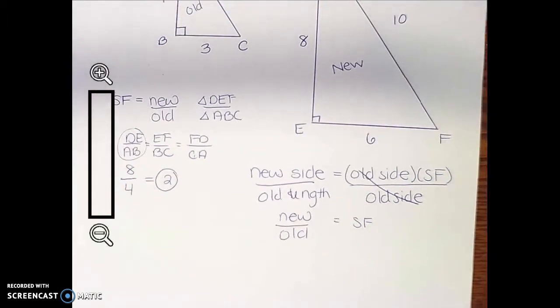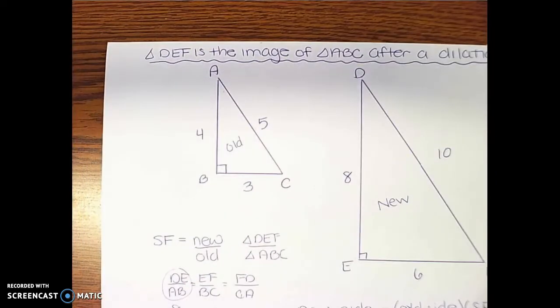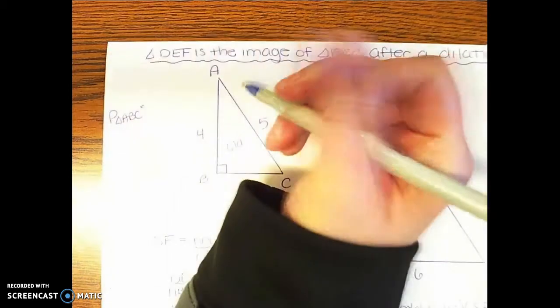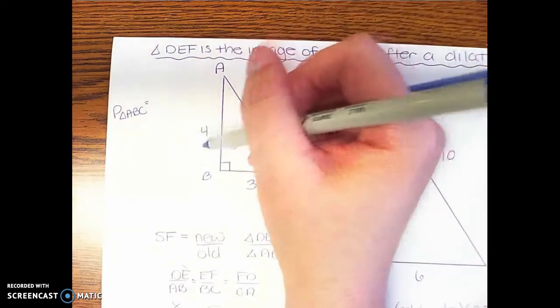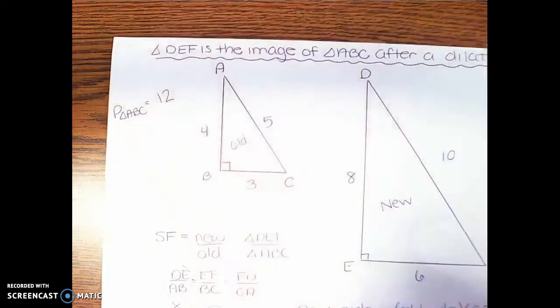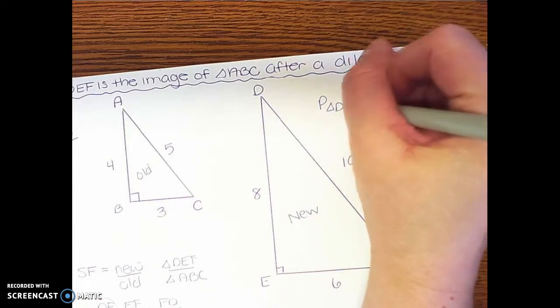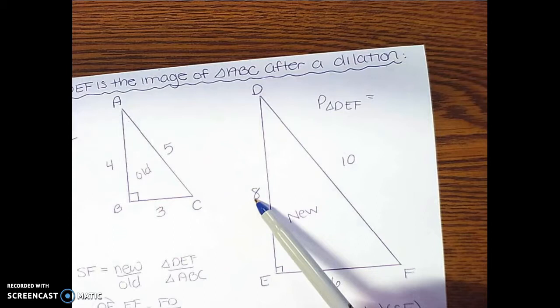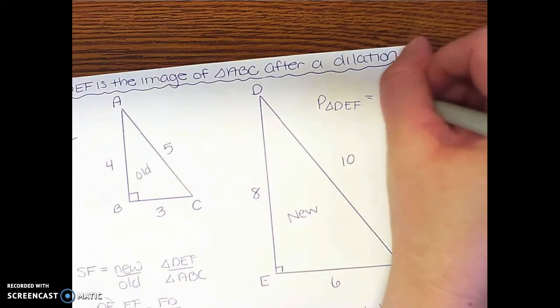Let's start with the perimeter of triangle ABC. I'm going to do this right up here at the top. For the perimeter of triangle ABC, all I need to do is add up the side lengths. So I have 3 plus 4 plus 5, which is 12. For the perimeter of triangle DEF, I'm going to add up the side lengths. 8 and 10 is 18, plus 6 is 24.